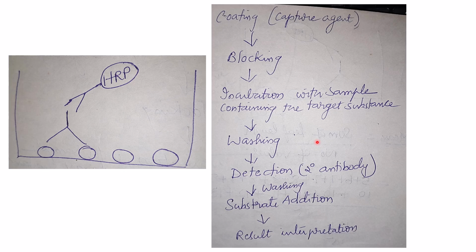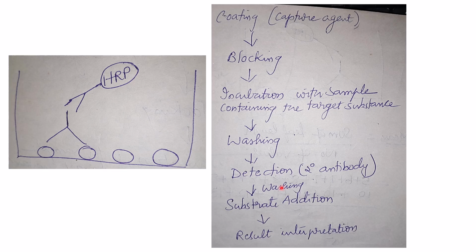Then comes the detection, that is you add your secondary antibody, an antibody conjugated with an enzyme. So this is your secondary antibody, conjugated to HRP. Here it is anti-ovalbumin IgG conjugated HRP. HRP is horseradish peroxidase. After that again you do the washing. Now why here washing? There may be some secondary antibodies which are not bound to the primary antibody. They will be floating freely there.